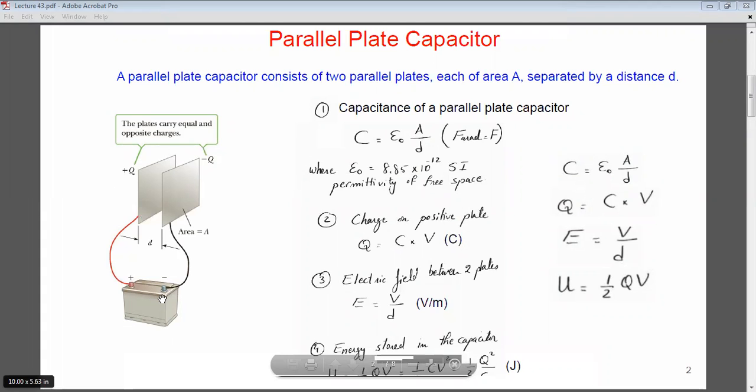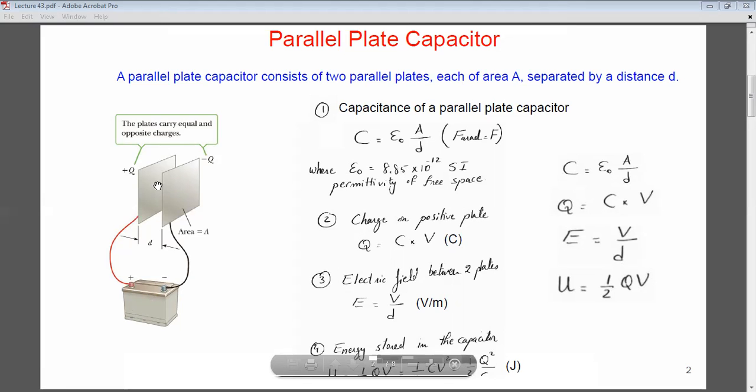When this connection is made, electrons are pulled off one of the plates. Okay, so the electrons are pulled off one of the plates and they move, leaving it with a positive charge, and they are transferred through the battery to the other plate, leaving it with a negative charge. The transfer of a charge stops when the potential difference across the plates equals the potential difference across the battery.